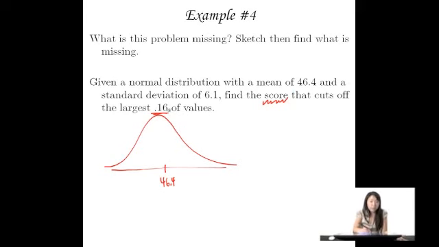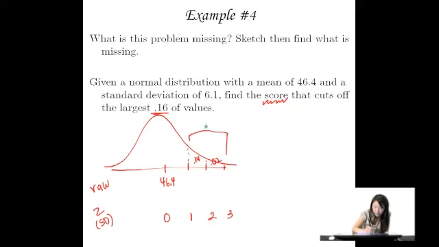Now, using our empirical rule, we could find what that 16% is. Here's my raw scores, and here are my z-scores, or standard deviations. And since I'm looking for the top 16%, I need to go on this side. 0, 1, 2, 3. And we know that this is about 14%, and this is about 2%. So here's my elusive 16%, right? And I need to find this cutoff score, right?